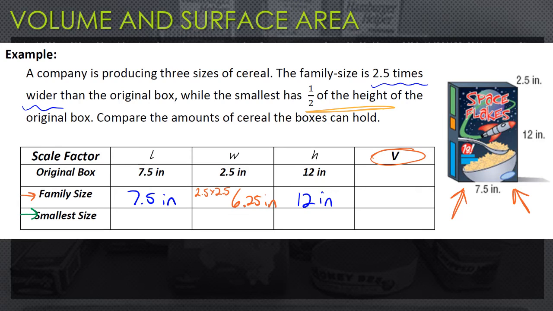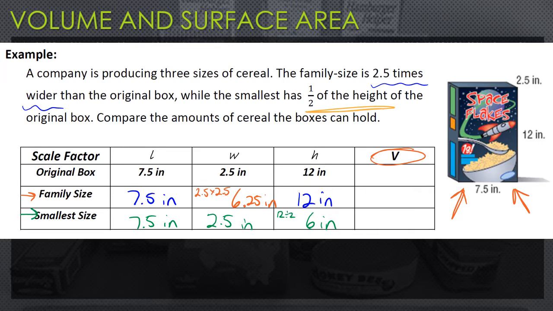Now let's figure out our smallest size. Our smallest size is half of the height. So we're going to take our height, which is 12, and cut it in half by 2, which gives us 6 inches for the height of the small size. And the width stays the same, and the length stays the same.